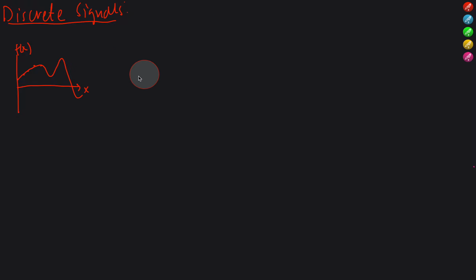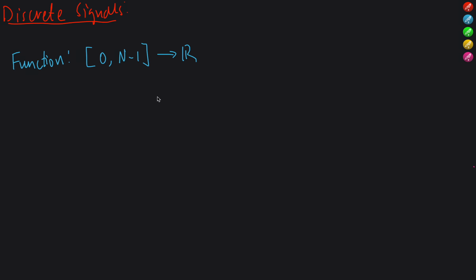Okay, so let's formally define this a bit. What is a discrete signal? It is a function from the numbers in this set, from 0 to n minus 1, and it maps every point here to a real number. Okay, so what does this mean?